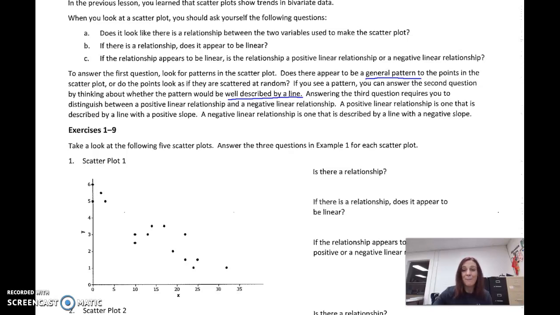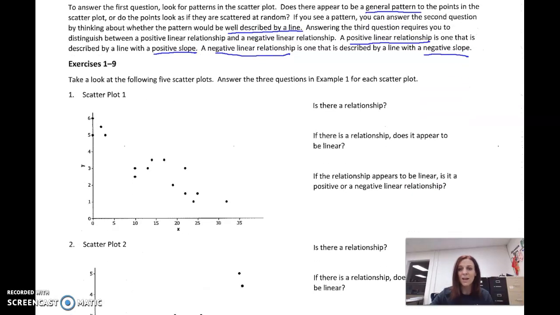Now, the third question requires you to distinguish between a positive linear relationship and a negative linear relationship. A positive linear relationship is one that is described with a positive slope. A negative linear relationship is one that's described with a negative slope. And again, keep in mind we're always reading graphs from left to right. So the next few examples, we're just going to be going through those three questions, and hopefully you start to see what the relationship is.